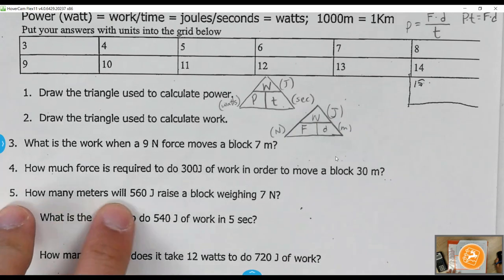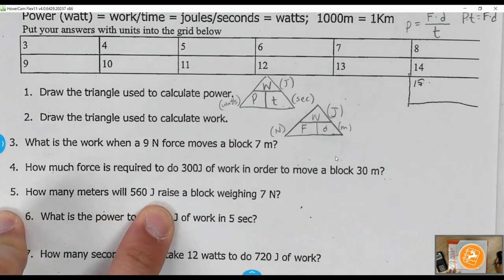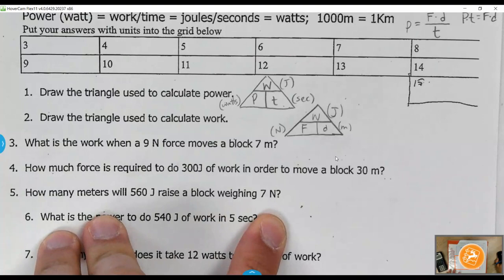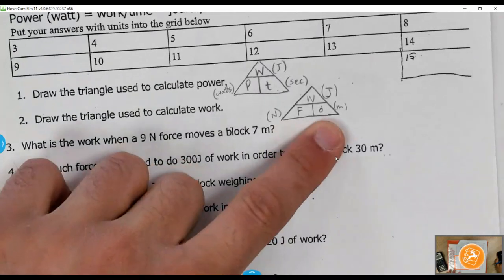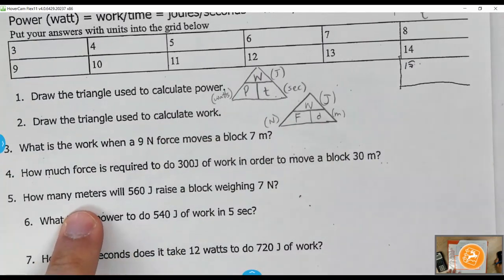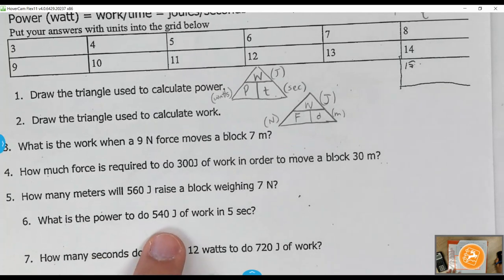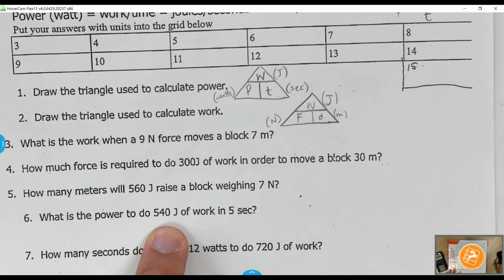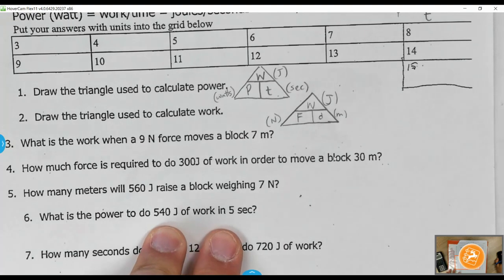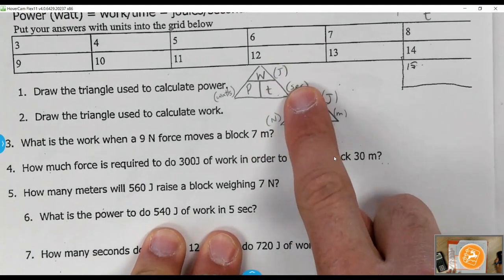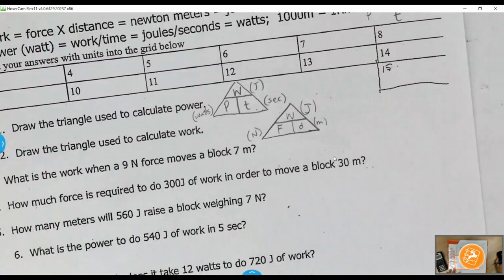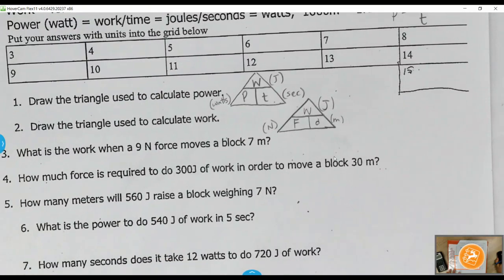For number 5, how many meters? Joules, that's work. To raise a block weighing this much, that's a newton. So you're looking for distance, right? Because they're asking for how many meters. What power are we doing with 5 joules of work in 5 seconds? You can find power with watts. All right, 7 and 8 you should be fine with as well.